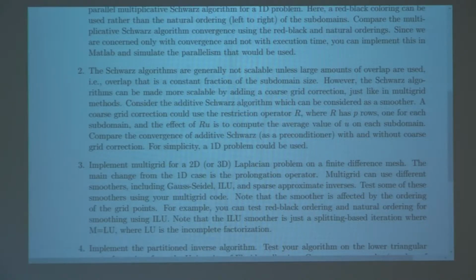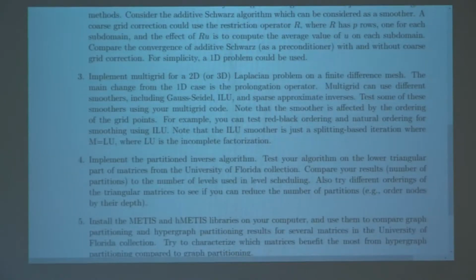So other ideas for projects, I'll go through them fairly quickly. We did multigrid in one dimension. Well, it would be really cool to try multigrid in 2 dimensions or 3 dimensions, and I think it's not too hard to do by just changing the prolongation operator. And then once you have problems that are no longer tridiagonal, since tridiagonal systems from the 1D case are really trivial to solve, then you can try more interesting smoothers. You could even try ILU and sparse approximate inverses, which you learned about earlier, as smoothers for multigrid.